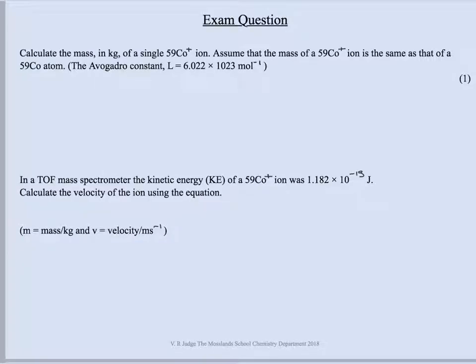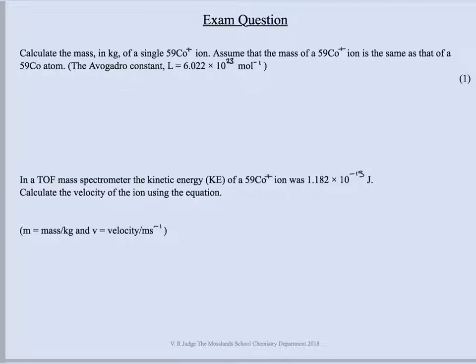Okay, so here's an exam style question. Calculate the mass in kilograms of a single 59 cobalt plus ion. Assume that the mass of a 59 cobalt plus ion is the same as that of a 59 cobalt atom. So obviously the cobalt plus has just lost an electron, which doesn't really weigh very much anyway. Then you're given the Avogadro constant, which is a big clue as to what you're supposed to do. In fact, I'm going to change that slightly. That was looking like 6.022 times 10 to the 23 per mole.